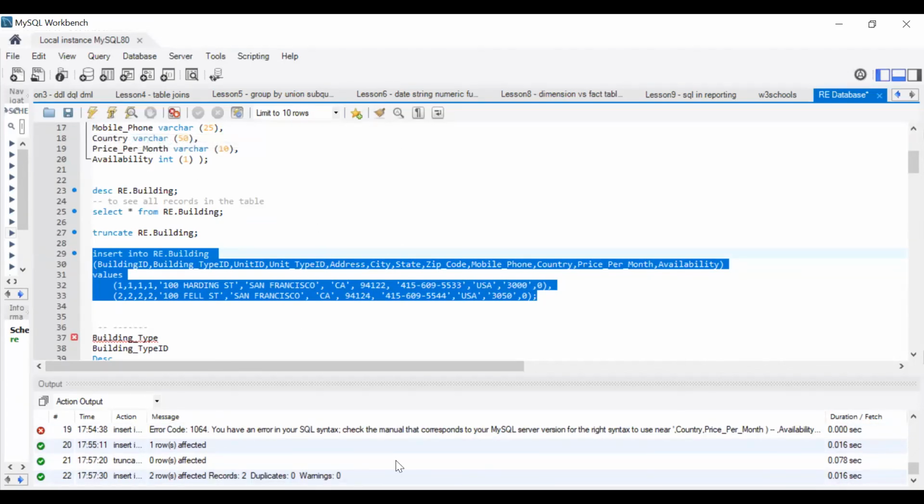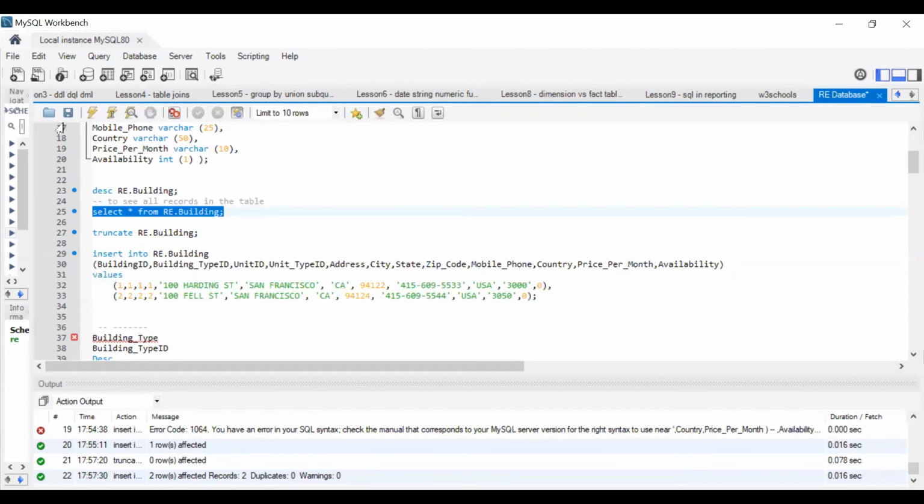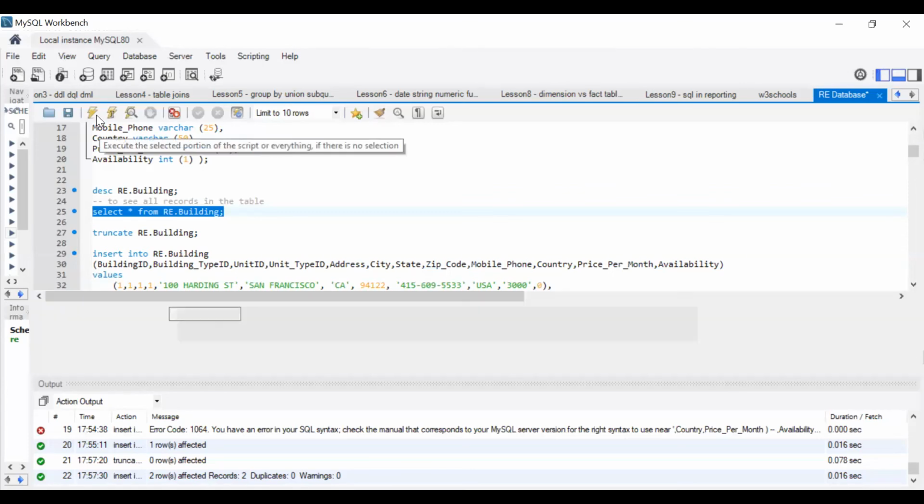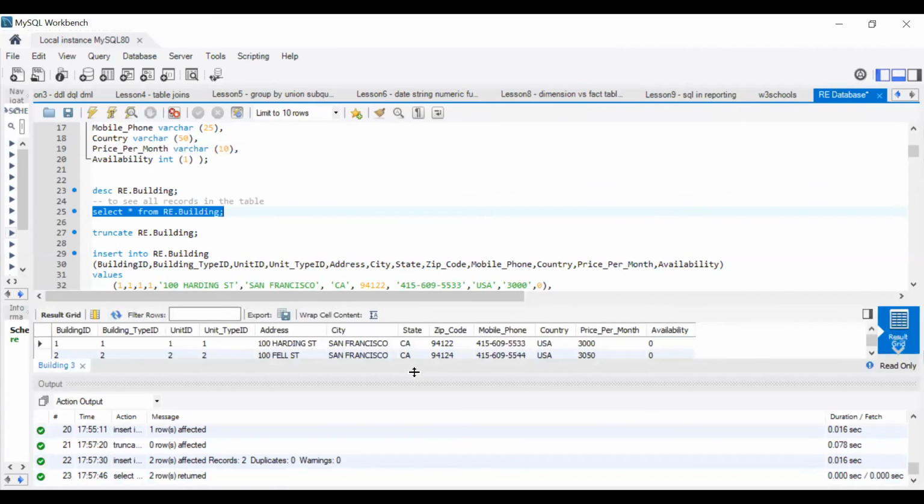Yeah, so there are duplicates 0, warning 0. That's great. Okay, so what do we want to see? We want to see our 2 records. Let's select star from the real estate building table. Here we go. Here's our 2 records.